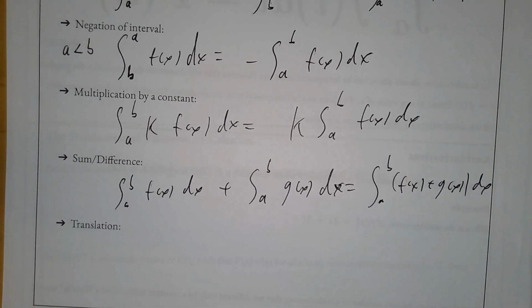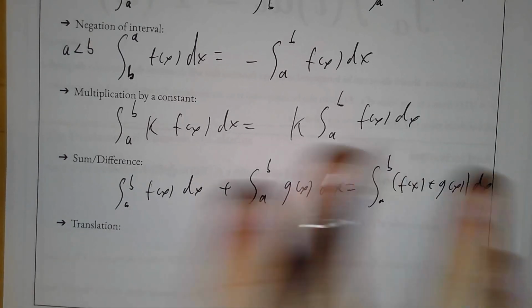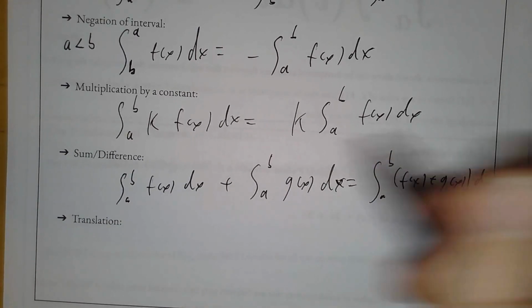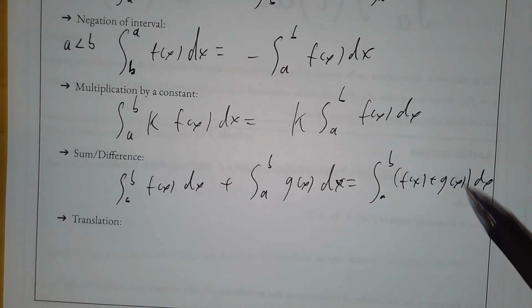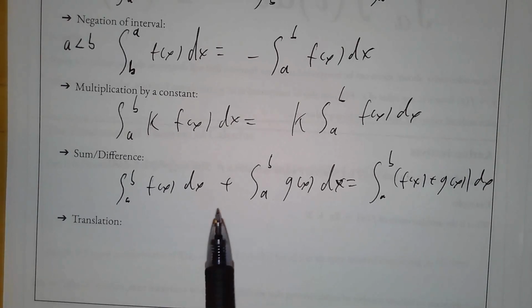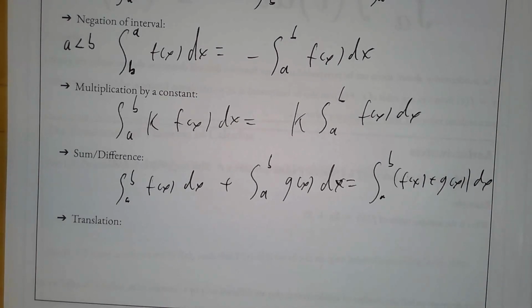A big parenthesis on that. So this sum difference one is actually more important going the other way, going backwards. Usually you have a situation written like this, and you want to make it simpler by separating it into two separate intervals. So you usually go the other way on this one.